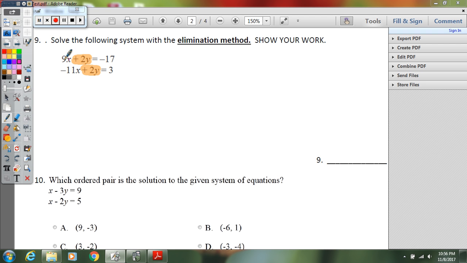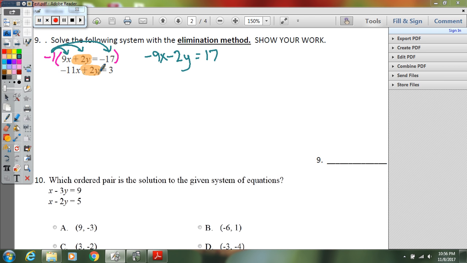So we're going to go through and multiply one of the equations by negative 1. It doesn't matter which equation. I'm going to pick the top one and multiply everything by a negative 1. So when I do that, it's going to create a new equation. Negative 1 times 9x is negative 9x. Negative 1 times 2y is negative 2y. And then keep distributing. Negative 1 times negative 17 is a positive 17. So what we just did is create an equation that's going to graph the same exact line. It's equal to the other one.